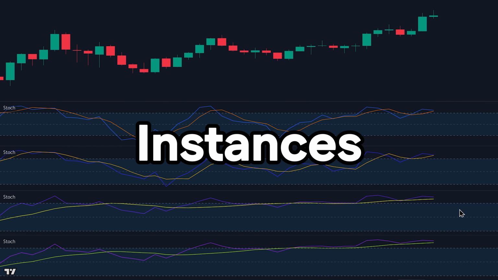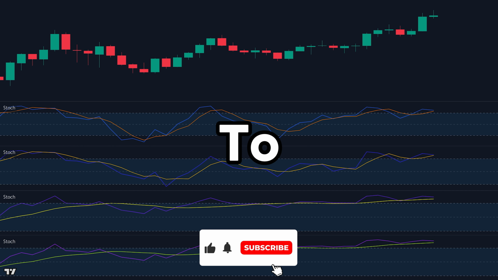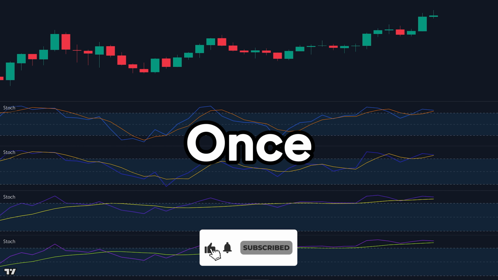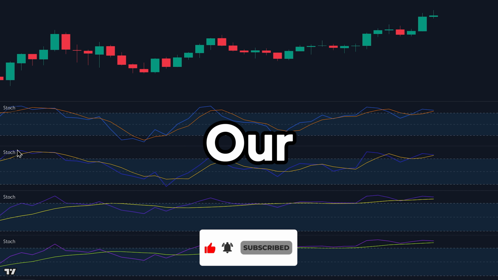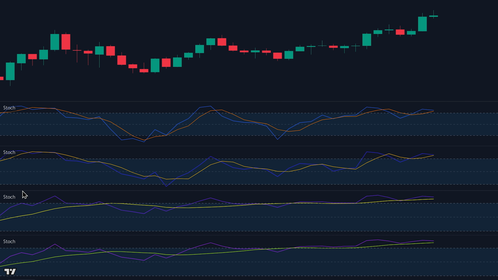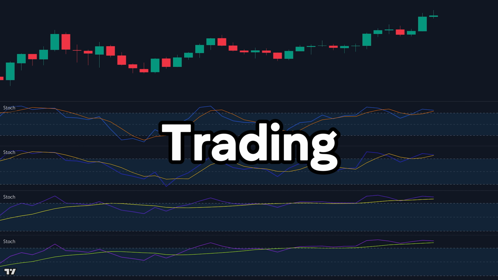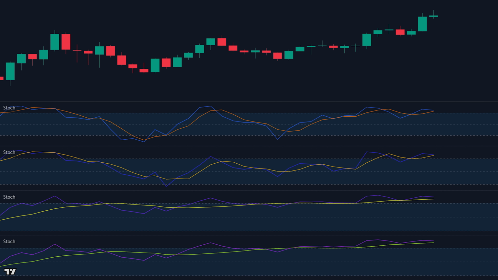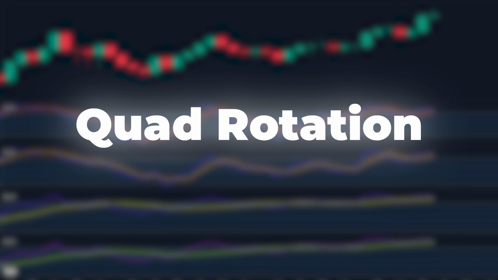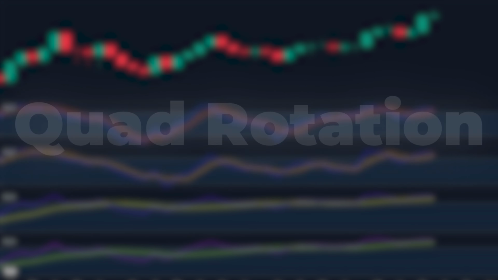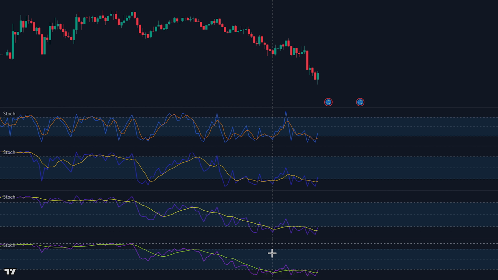With these 4 instances on your chart, you are now able to see the different stochastic readings at once, which will be critical in confirming our trade signals. Now that the indicators are in place, let's discuss the core components of our trading strategy. The first element is quad rotation. Quad rotation involves analyzing all 4 stochastic bands together.